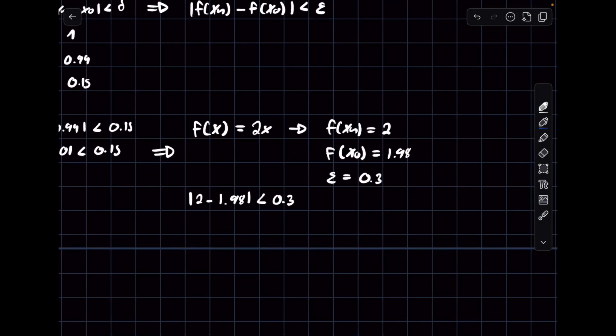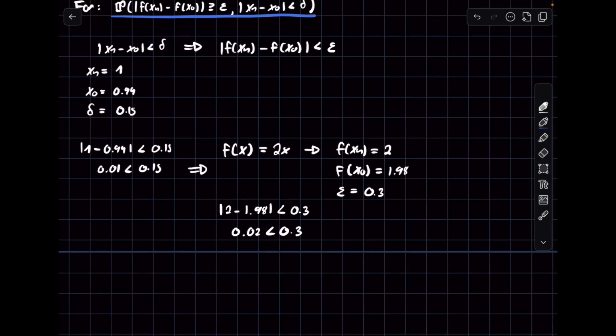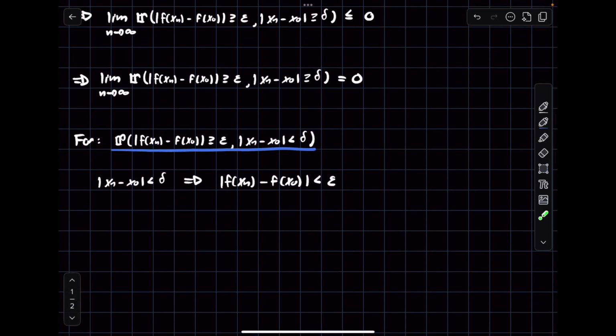So in this case, 2 minus 1.98, 0.02, is still lower than this. So as you can see, this is true. Doesn't matter what we do, as long as a function is continuous, this is true. So this is what I wanted to show: closeness in inputs will lead to closeness in outputs. So we can just directly state the following.